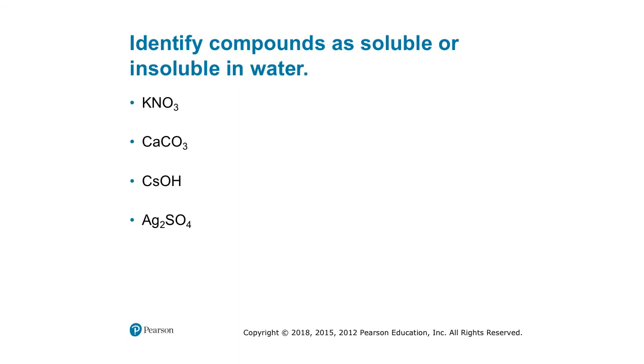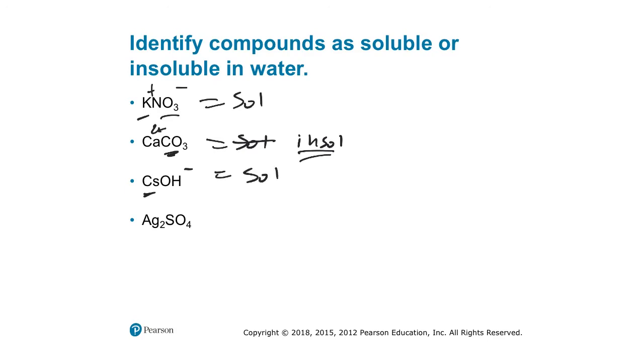Okay, let's review. So we got potassium and nitrate, definitely water soluble. All compounds containing potassium are soluble. All compounds containing nitrate ion are soluble in the case of the ionic compounds. Calcium carbonate, we already saw this example, is actually not soluble. Calcium is not a listed exception of carbonate, so this is an insoluble compound. Cesium is an alkali cation, so cesium paired up with any anion should be soluble, and it definitely is in the case of hydroxide.